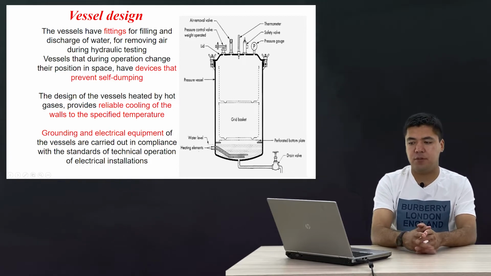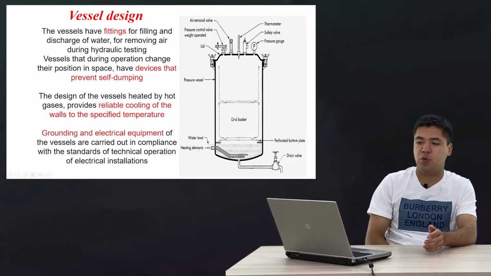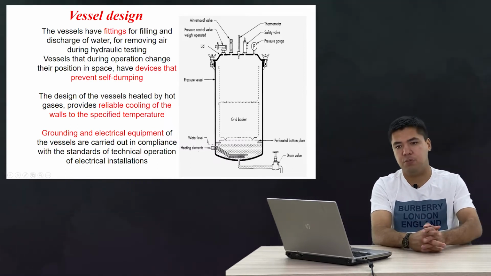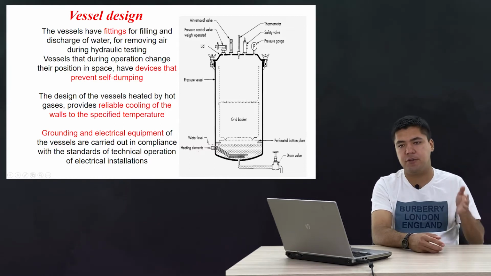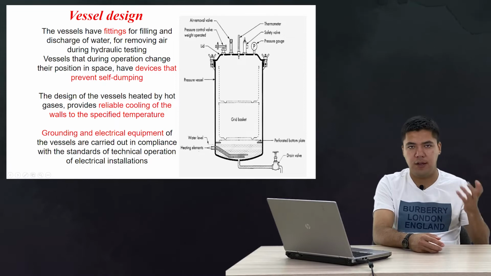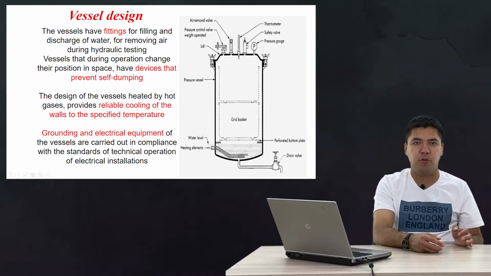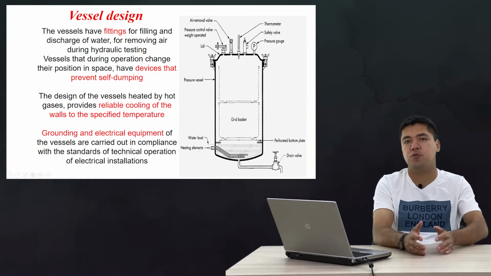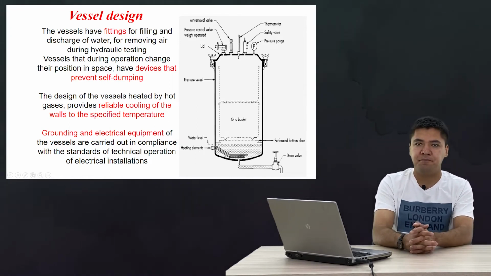And the next one: grounding and electrical equipment of the vessel are carried out in accordance with the electrical safety rules of the Republic of Kazakhstan. For example, if the pressure vessel needs some electrical devices on its body, like bulbs or lighters, providing or pulling those cables shall follow the electrical safety rules of the Republic of Kazakhstan.